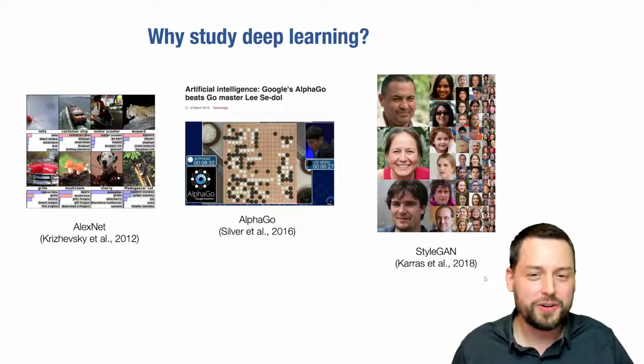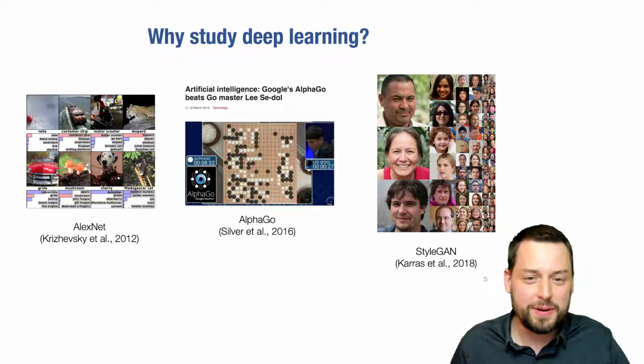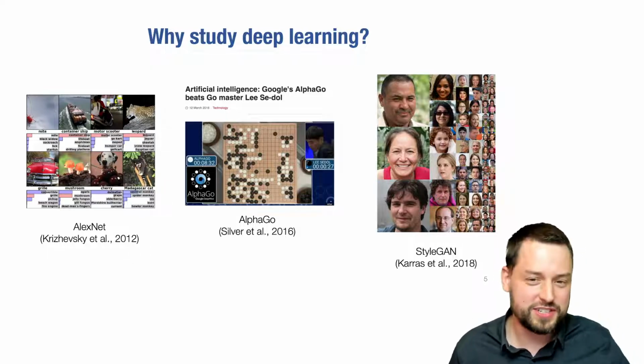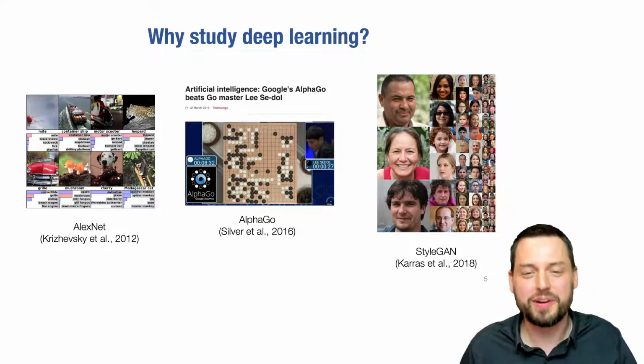Maybe you've also heard or seen images like these. These are images of faces generated by the StyleGAN system. And I know we're all used to seeing these things now. We're actually quite used to seeing faces that are not real. We see them everywhere now.